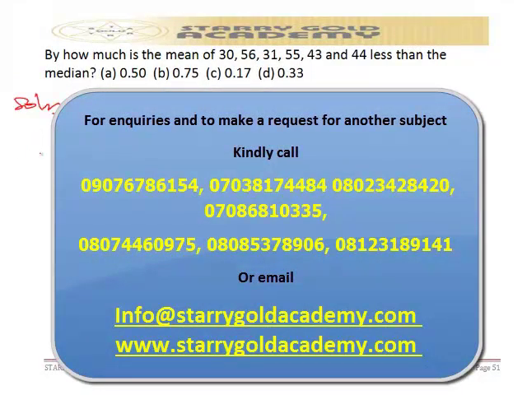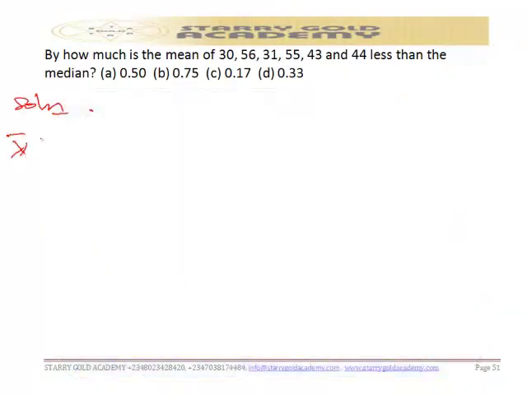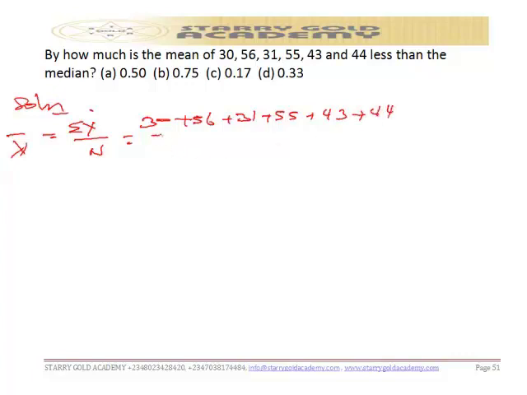The mean, x bar, is equal to the summation of x over n, which will give us 30 plus 56 plus 31 plus 55 plus 43 plus 44 over 6, since there are 6 numbers. That gives 259 over 6, which gives us 43.17.